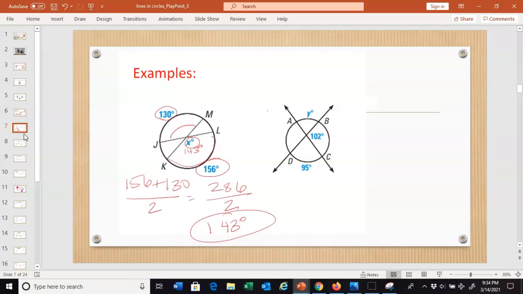What would this angle be? It would also be 143, right? Because these are vertical angles, so they are congruent.